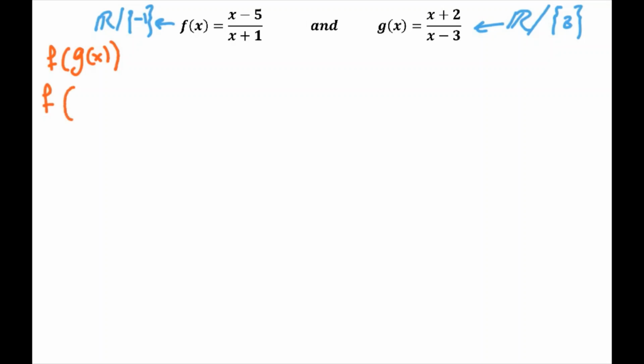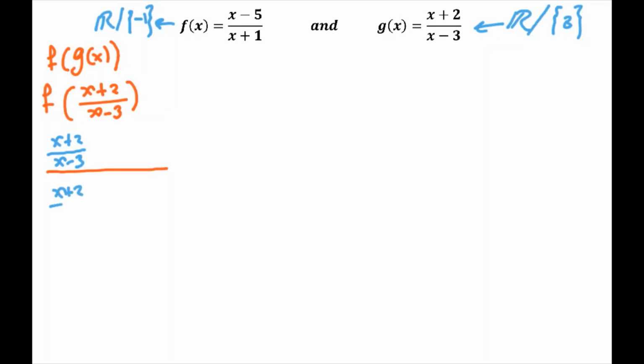Next question. x minus 5 over x plus 1 and x plus 2 over x minus 3. So again, the domain here is all real numbers except negative 1. The domain here is all real numbers except 3. So f of g(x) is f of x plus 2 over x minus 3. Now go to the equation and substitute x by x plus 2 over x minus 3.